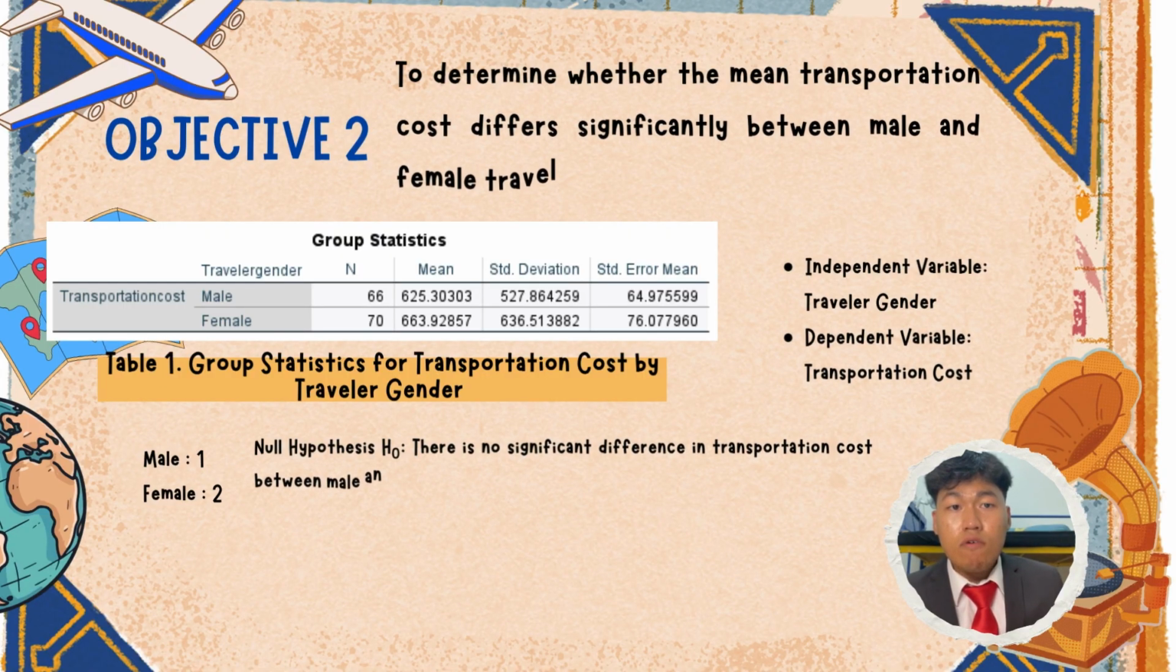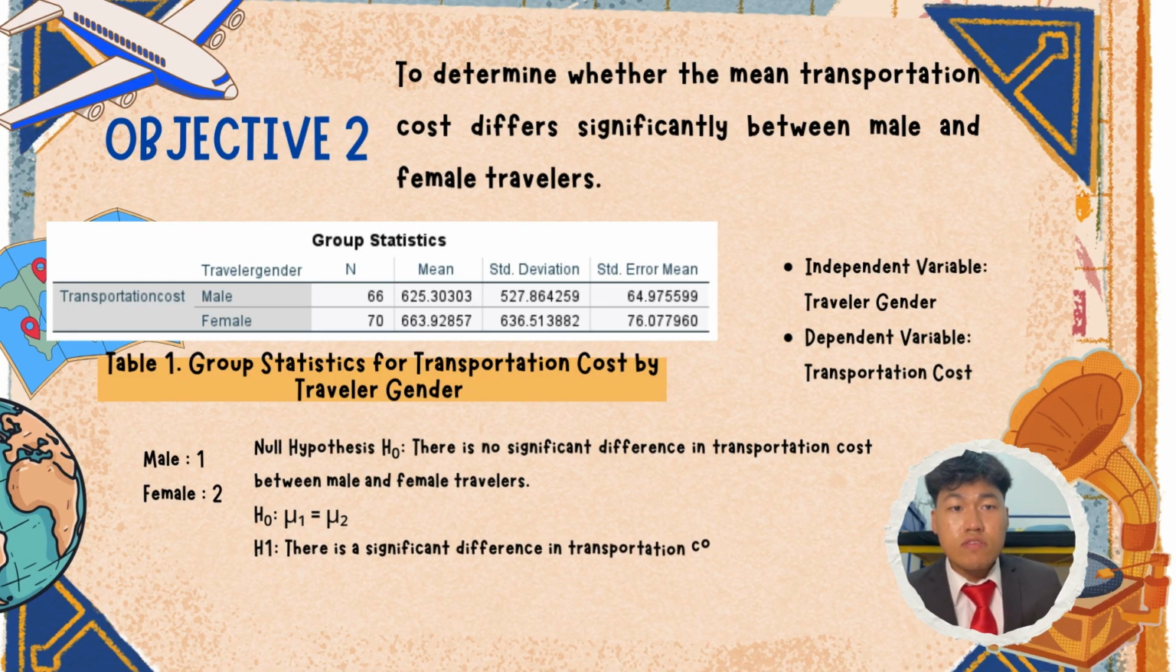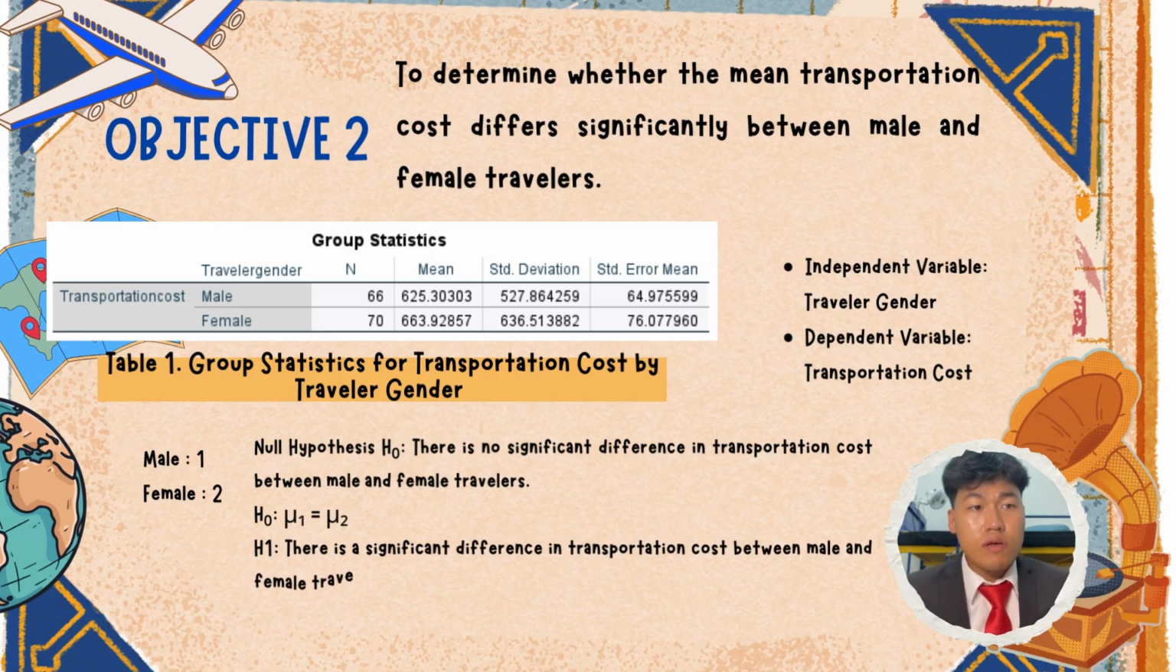Hi, my name is Zikri Anur Sakin and my metric number is 2025226968. I will be presenting the findings of Objective 2, which aims to determine whether there is a significant difference in average transportation cost between male and female travellers.